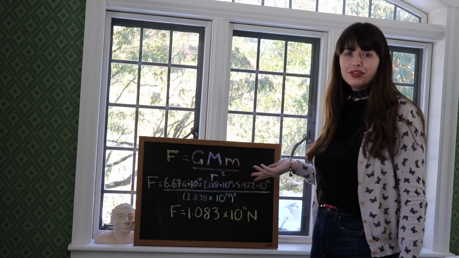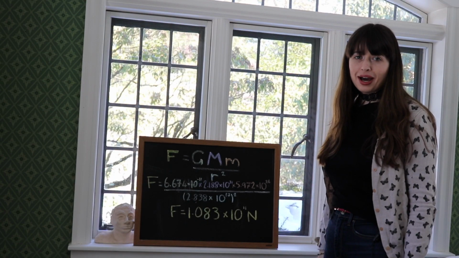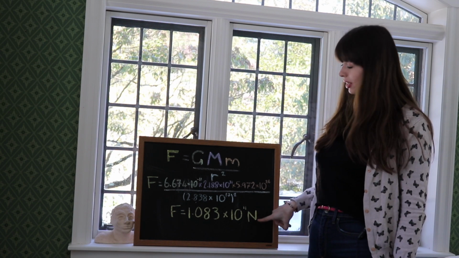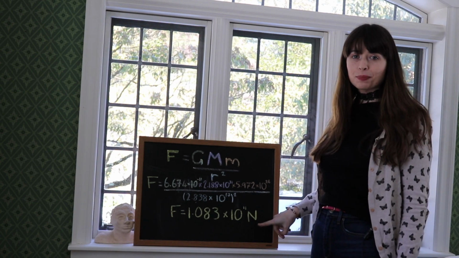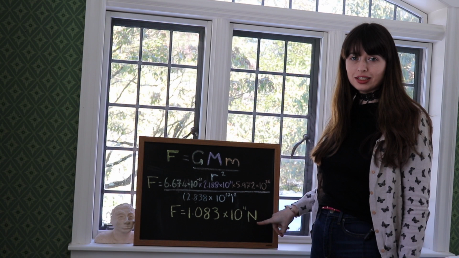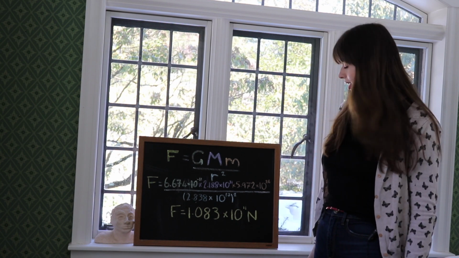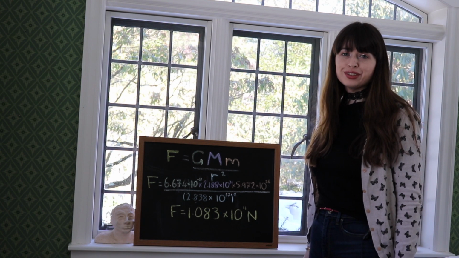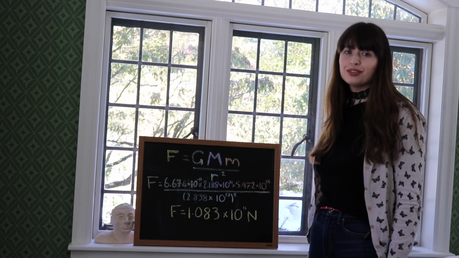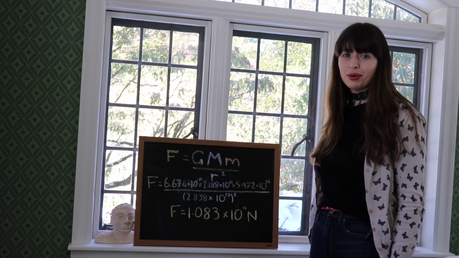When we put all of the values into our equation, we have the answer that F, the gravitational force, is 1.083 times 10 to the 11 newtons. That's the gravitational force acting between the Earth and the black hole.